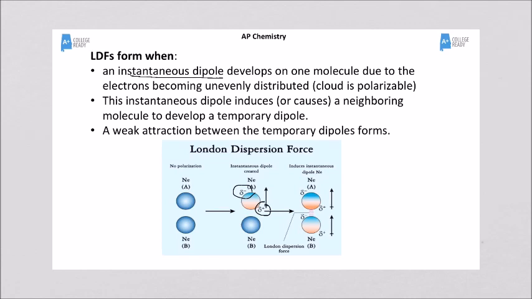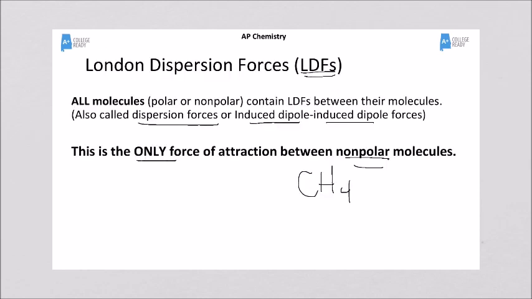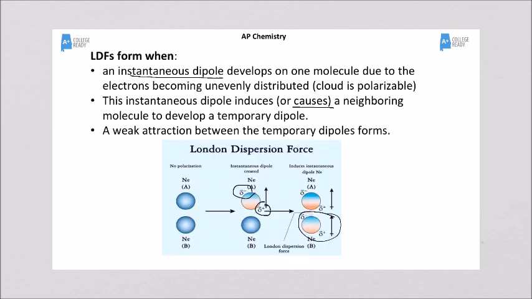Because of that situation, it causes the next atom or molecule, depending on what you have, to develop a temporary dipole. Basically, the partial positive of this first atom is attracting the electrons in the neighboring atom, so it's causing this second atom to develop a temporary dipole. So it's really a weak attraction between these temporary dipoles. If we go back, induced dipole just means that these aren't permanent dipoles, they're just temporarily or instantaneously occurring.